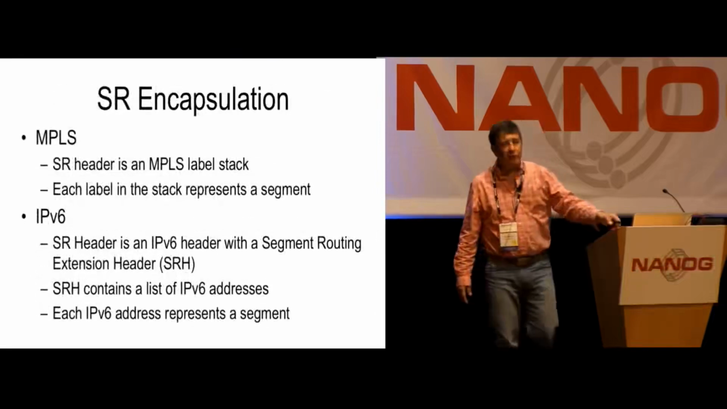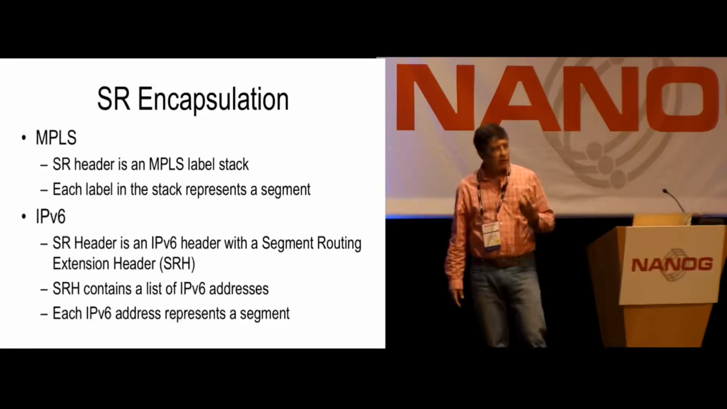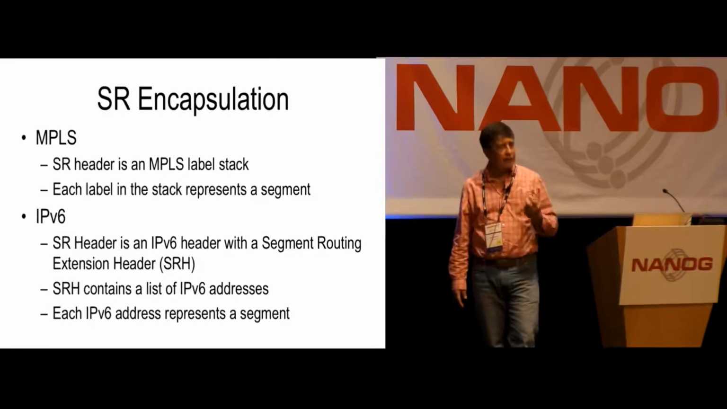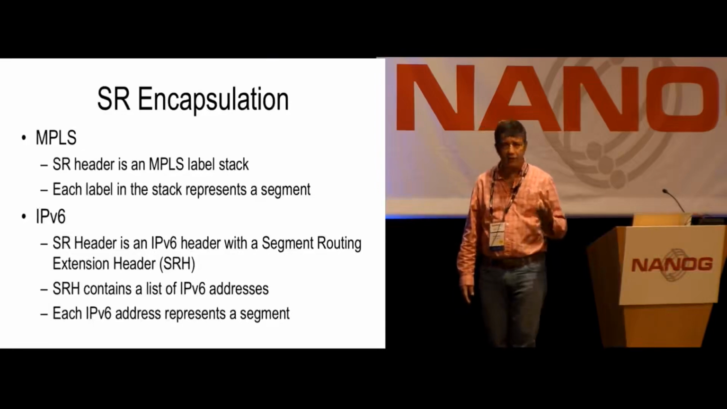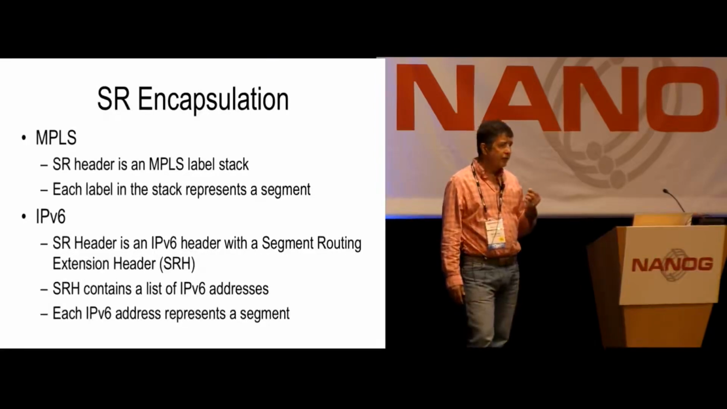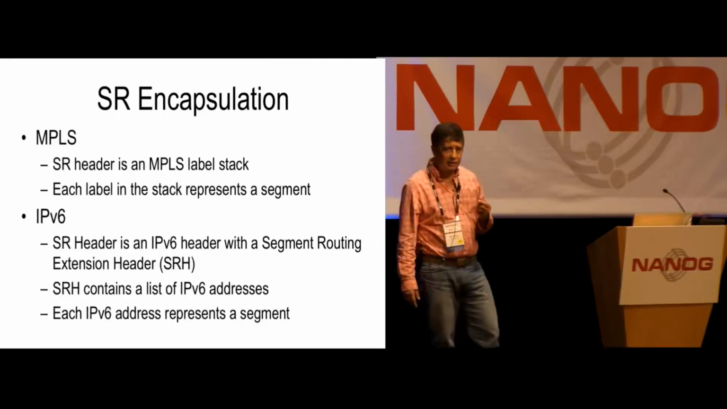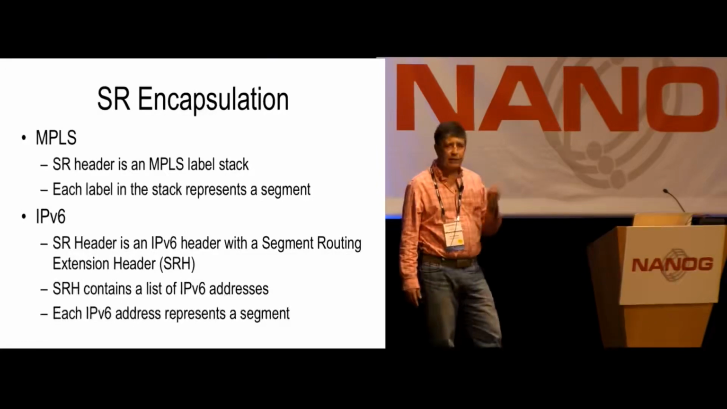So, remember we said that SR was an encapsulation mechanism? Well, SR is a traffic engineering mechanism that relies on an SR-capable encapsulation. And right now there are two SR-capable encapsulations. One of them is MPLS, the other is IPv6. Let's talk about the MPLS encapsulation first. In the MPLS encapsulation, the SR path is represented by an MPLS label stack. And each entry in the label stack represents a segment in the SR path.